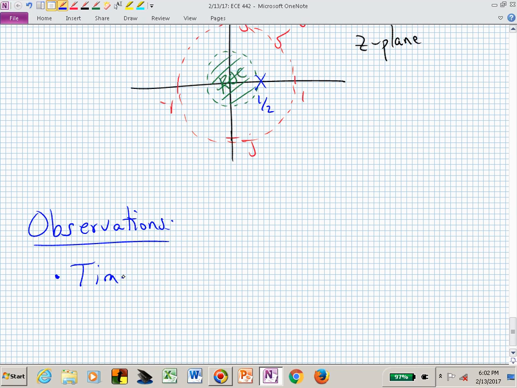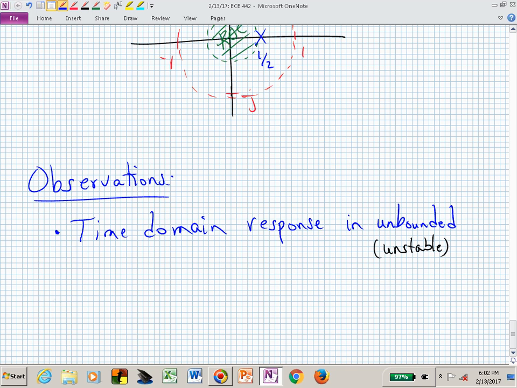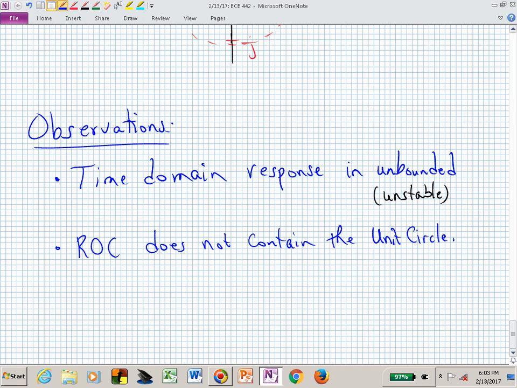One is that the time domain waveform, that was little x sub 1 of n, that time domain response is unbounded. And if it corresponded to a system, that system we would say would be an unstable system. You just told me that the region of convergence does not contain, or the picture told us, the unit circle. Or the unit circle does not lie in the region of convergence.